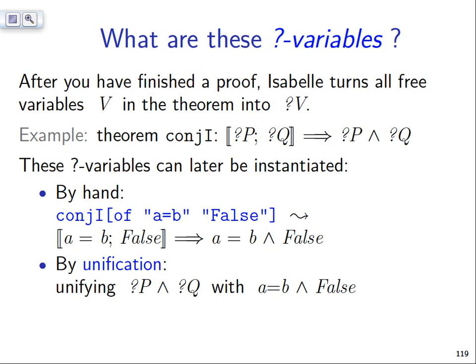So here, for example, if you want to unify this formula with this formula, you have to instantiate P with A equals B, and you have to instantiate Q with false. That's the only way to make them identical, and this is what unification does. So here you have given this instantiation by hand. Here it was computed from this attempt to make two things the same.